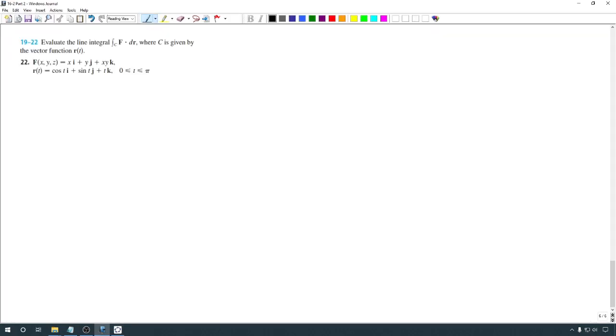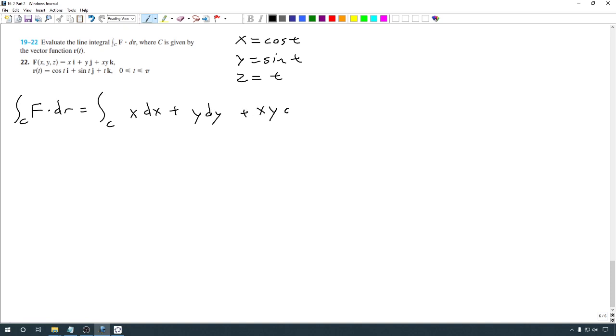Okay, for our last example, we're going to do problem 22. This is very similar to what we did in the last problem. Here we have a vector field, we have a parameterized curve. You can write this as x equals cosine of t, y equals sine t, but this time we have a z involved as well. Z equals t. The line integral of f dot dr, or in other words, we can say the integral of x dx plus y dy plus xy dz.